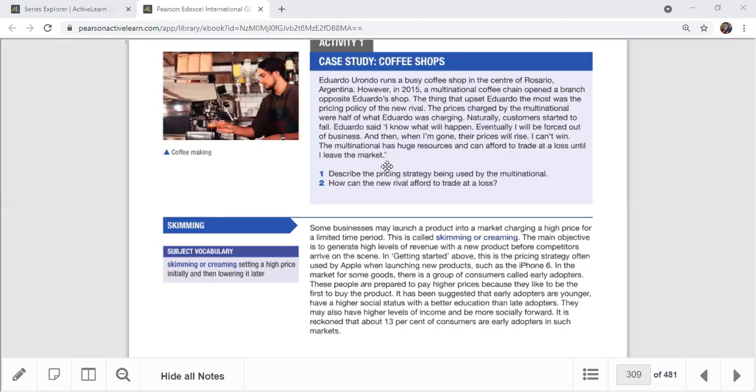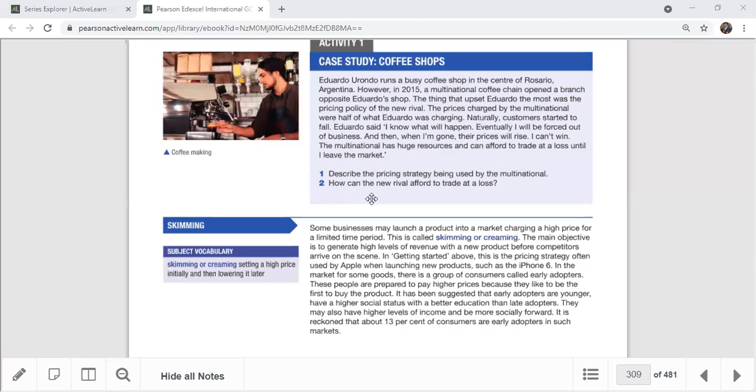So you can see it's a promotion strategy, but the main reason they're charging a very low price is to drive the small business out of the market. So question number one asks: describe the pricing strategy used by the multinational. You can easily answer: this is called destroyer pricing.